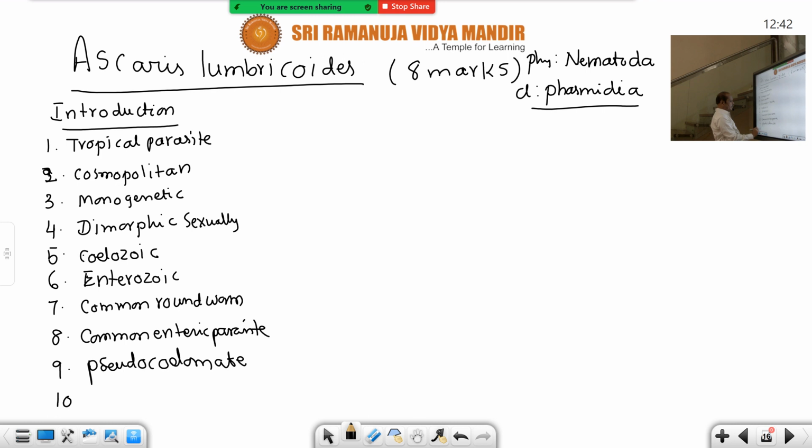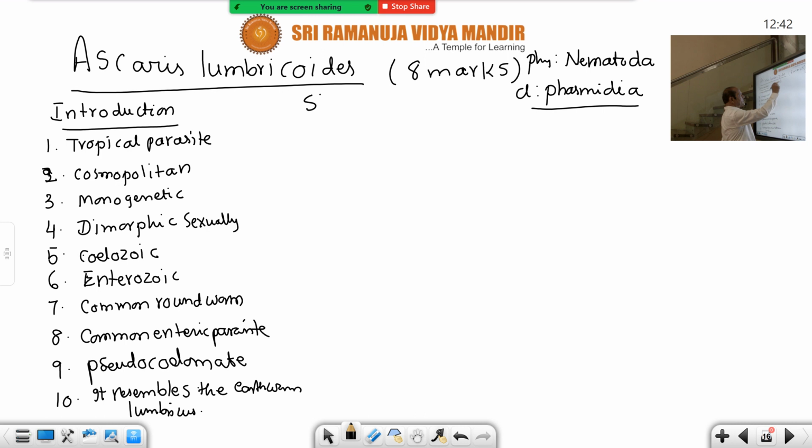Why is the name given lumbricoides? Ascaris means elongated. Lumbricoides means it resembles the earthworm Lumbricus. It resembles the European earthworm. In the earthworms, I have mentioned this British earthworm, Lumbricus. So that's why the species name lumbricoides is given. So this is the Ascaris lumbricoides introduction.